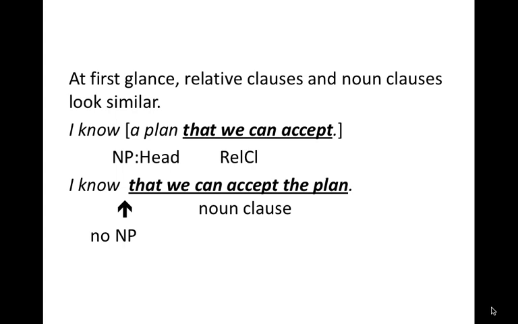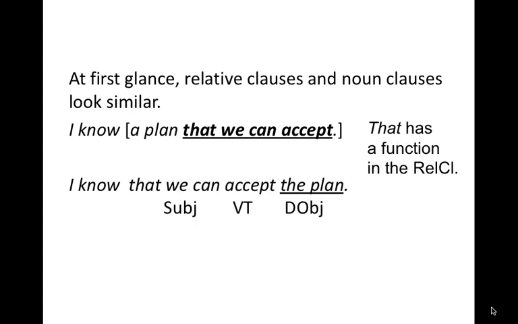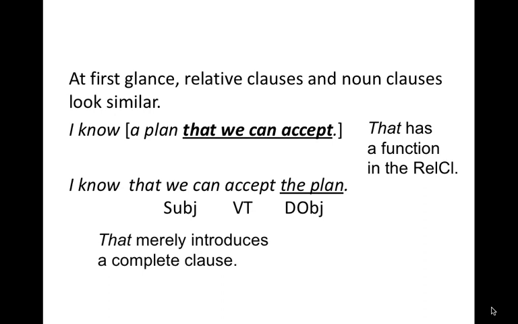There is one other difference. In a relative clause, the word that has a function. In this case, in the relative clause that we can accept, the word that is a direct object. But in a noun clause, as in the second sentence, that we can accept the plan, there is a complete structure there. We is the subject and can accept the plan is the predicate. That's already a clause, and the word that just introduces it. So that's another structural difference between these two.